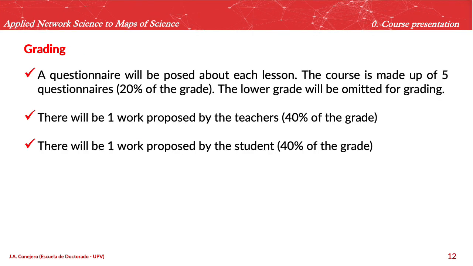You will have a questionnaire about each lesson, and the course is made up of 5 questionnaires. This will be 20% of the grade, and the lowest grade will be omitted for grading. There will be one work proposed by the teachers, which will be 40% of the grade, and there will also be one work proposed by you, the students, which will be 40% of the grade. We expect that this topic will be related to your research interest in your thesis.